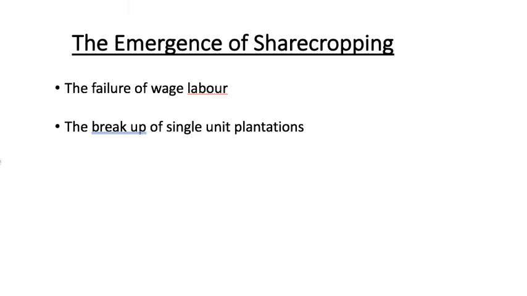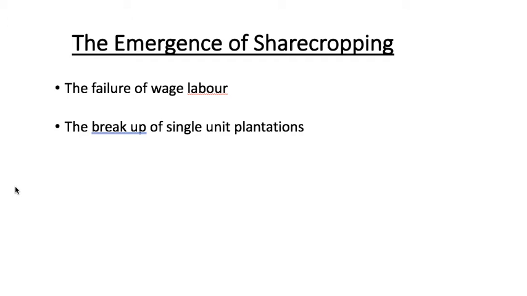So what we're going to see is the failure of wage labor and the breakup of single-unit plantations. Now, sharecropping was the system that emerged out of this conflict. Wage labor failed because the former slaves resisted and pushed back. Now, I'm going to explain what sharecropping is, just for a minute. Sharecropping is very similar, but it's not the same thing as a kind of landed peasantry.